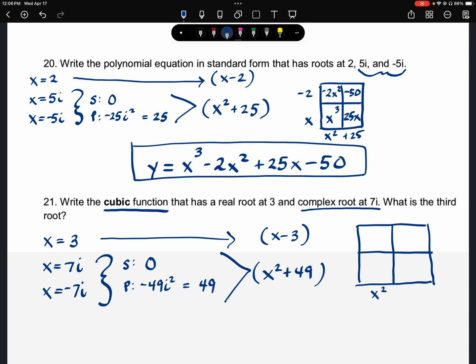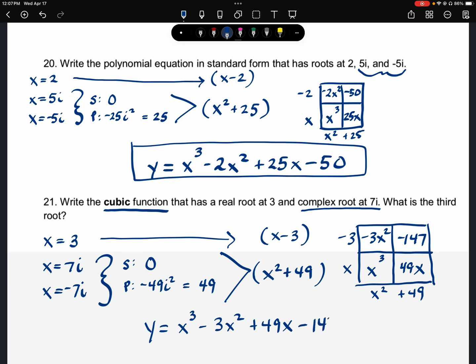So we've got x squared plus 49, and we've got x minus 3. So this is x to the third minus 3x squared plus 49x. And then, what is that, negative 147? And let's just put it all together. Y equals x to the third minus 3x squared plus 49x minus 147.